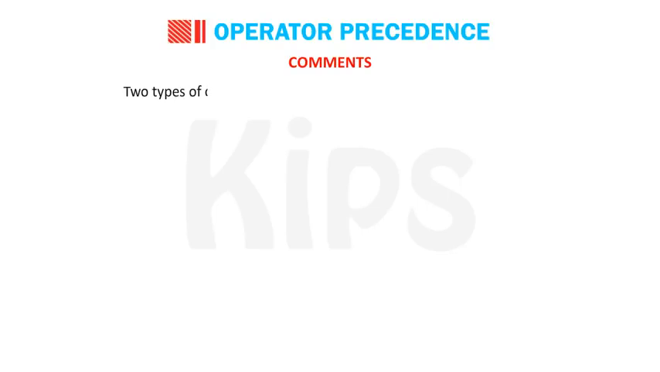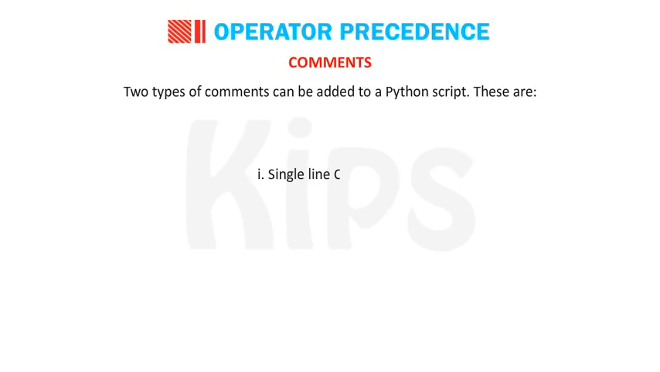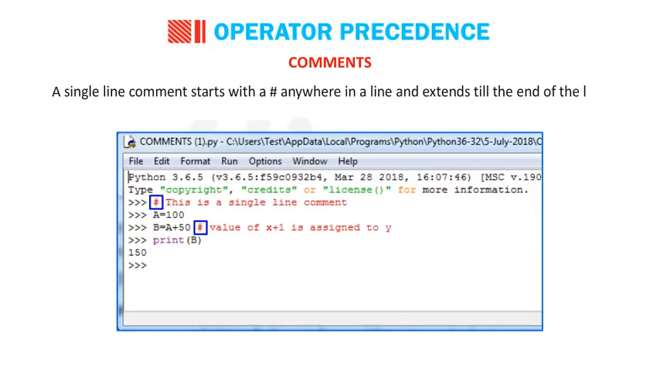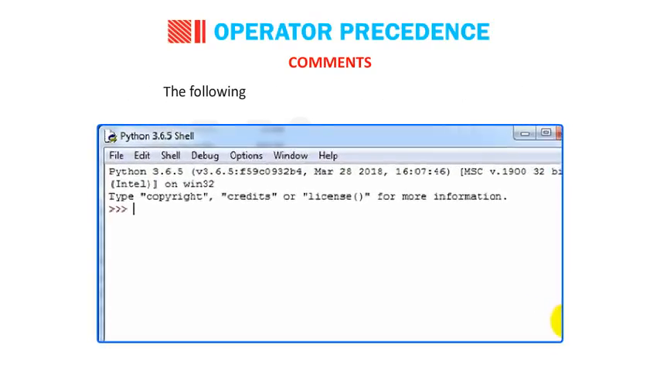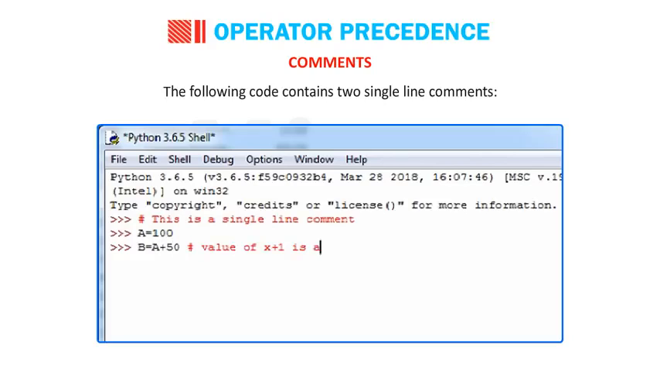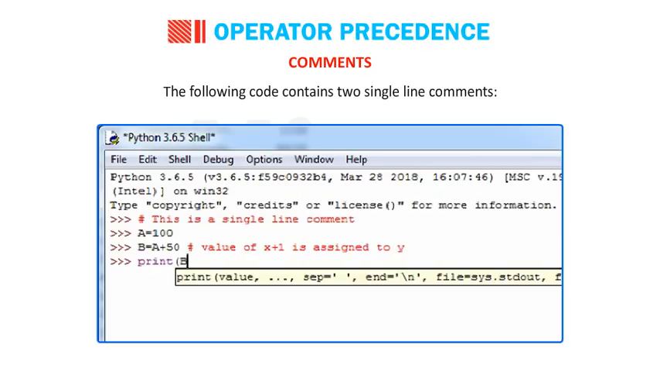Two types of comments can be added to a Python script. These are single line comments and multi line comments. A single line comment starts with a hash anywhere in a line and extends till the end of the line. The following code contains two single line comments. # This is a single line comment. A = 100. B = A + 50 # Value of X plus 1 is assigned to Y. print(B).